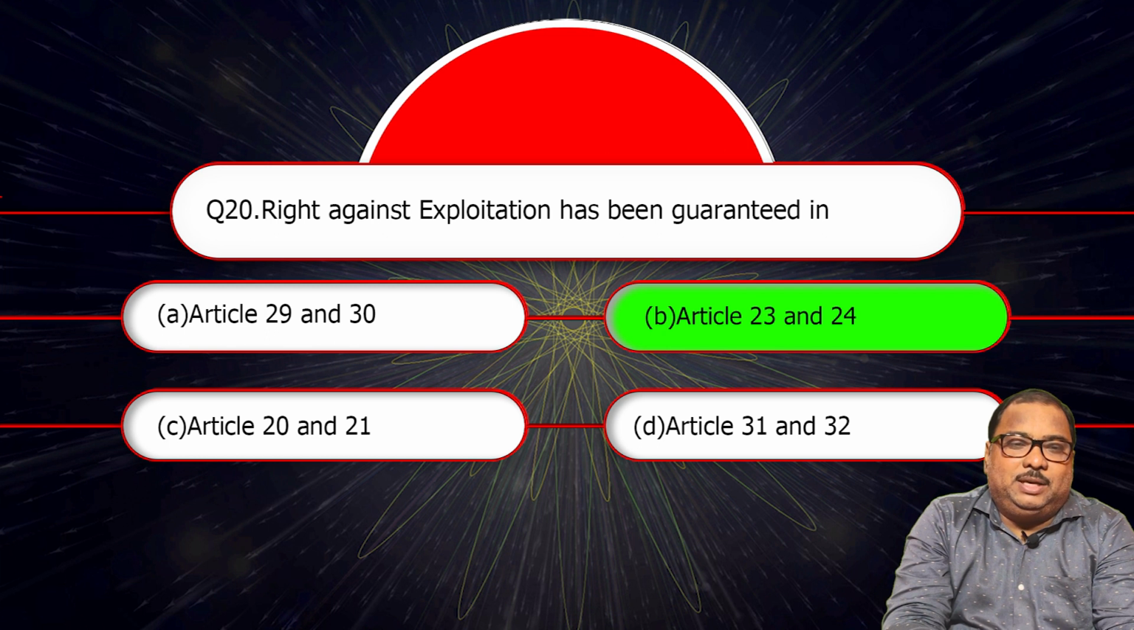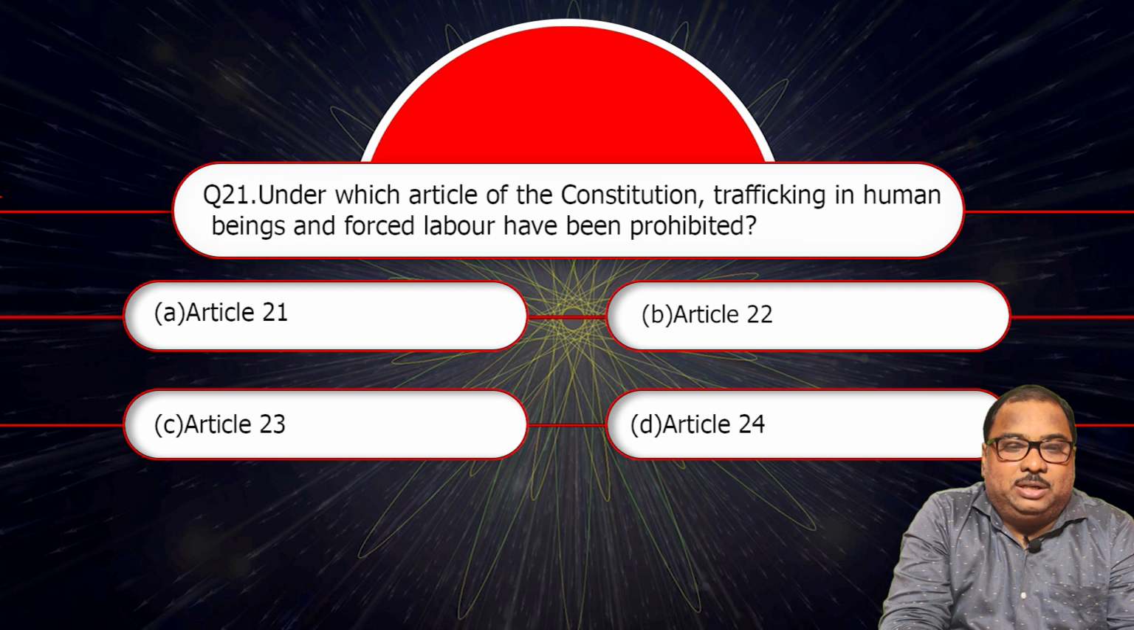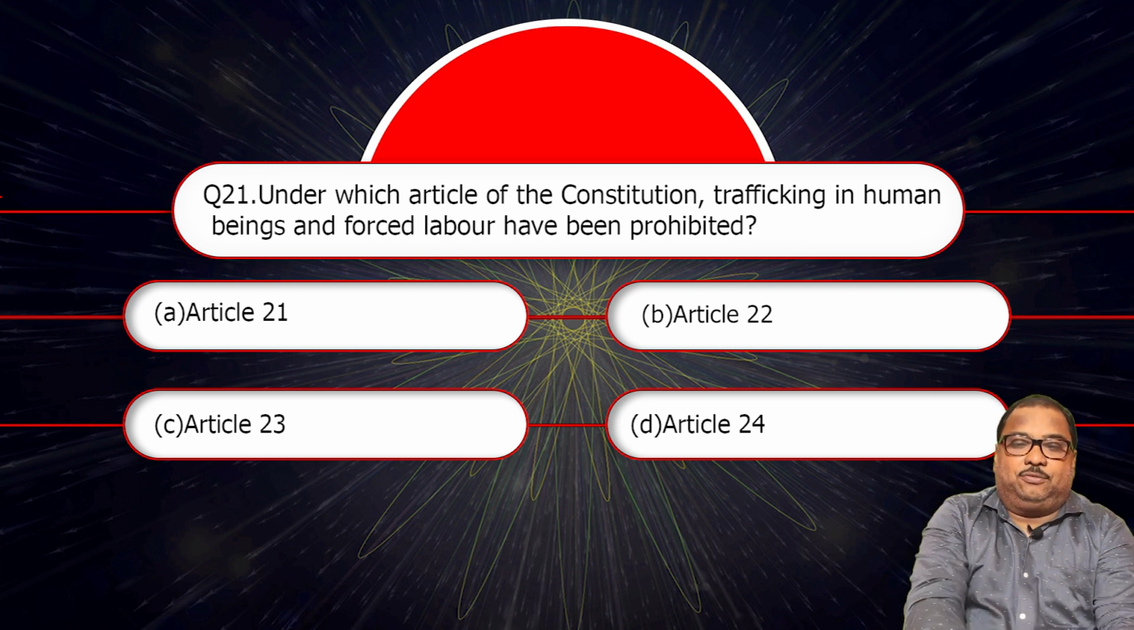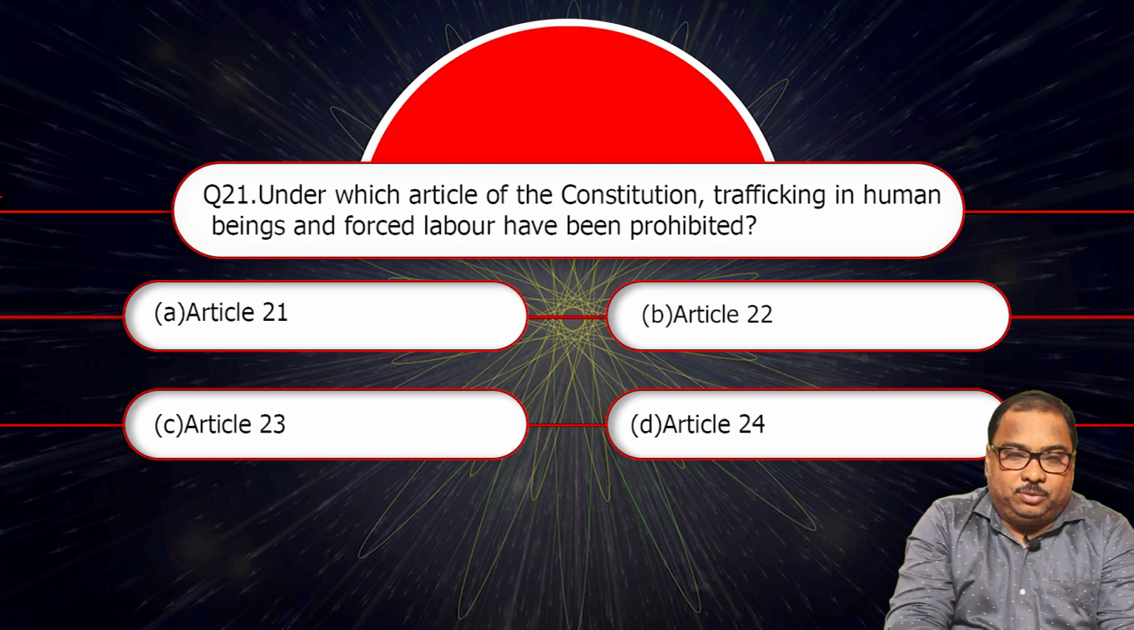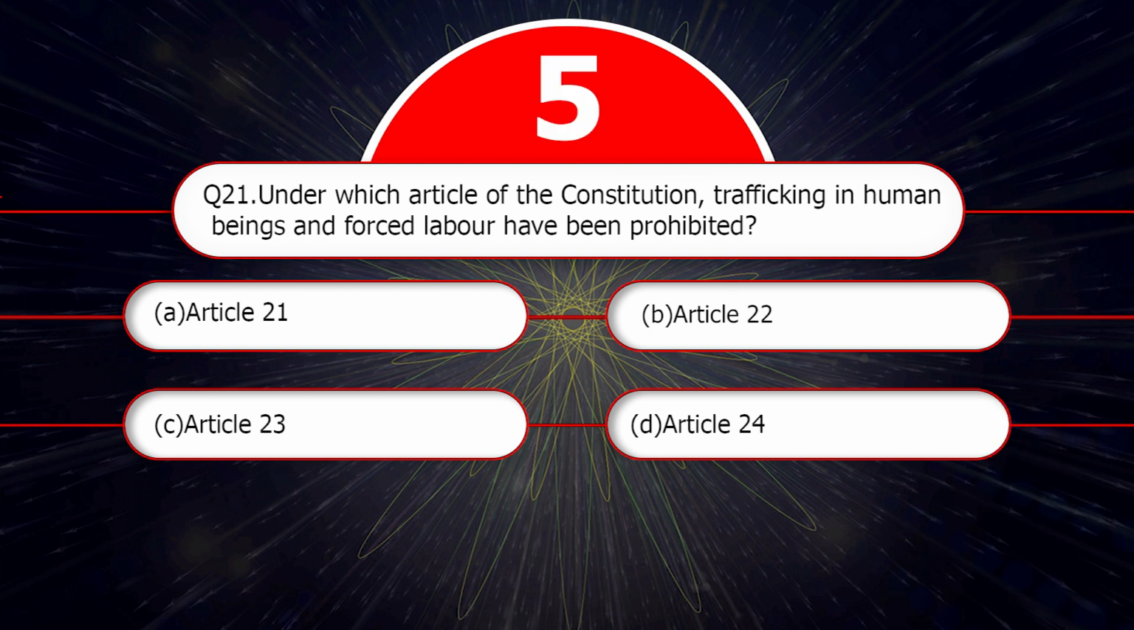Correct answer is option B, Article 23 and 24. Under which article of the Constitution trafficking in human being and forced labor have been prohibited? Option A, Article 21, option B, Article 22, option C, Article 23, option D, Article 24. And your time starts now.